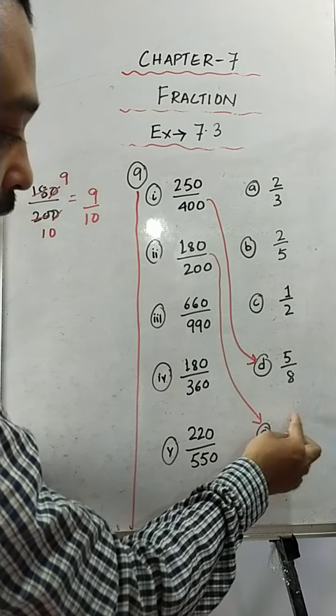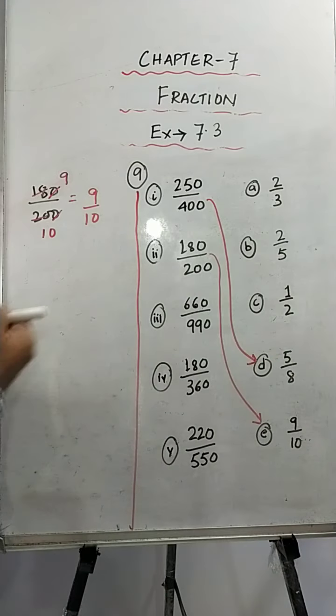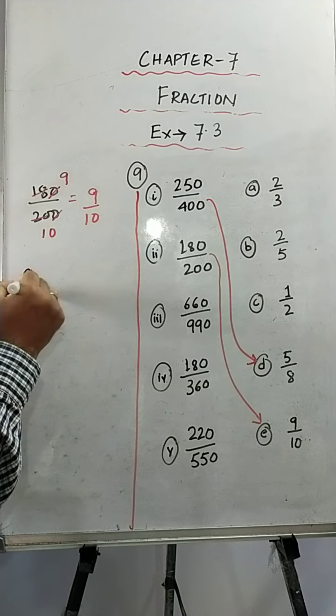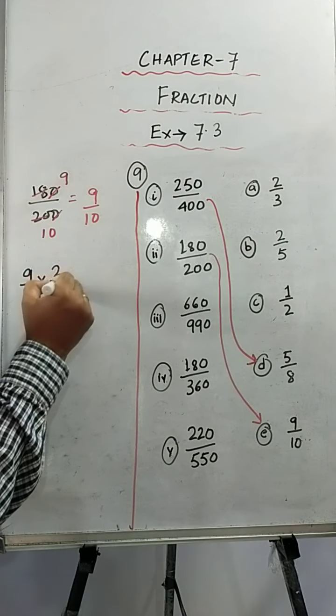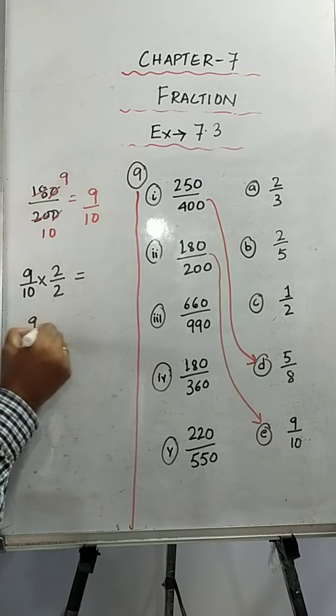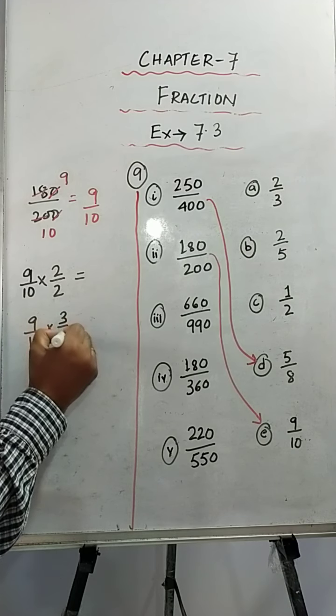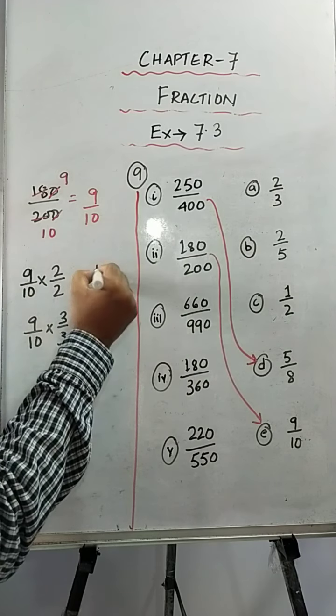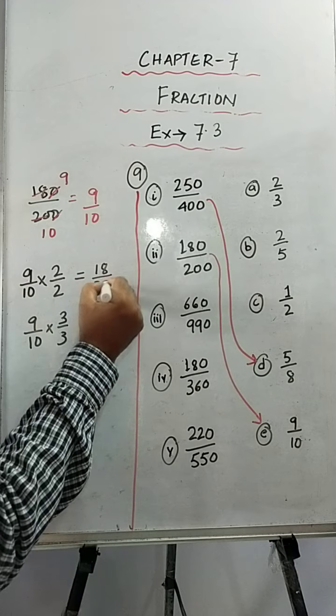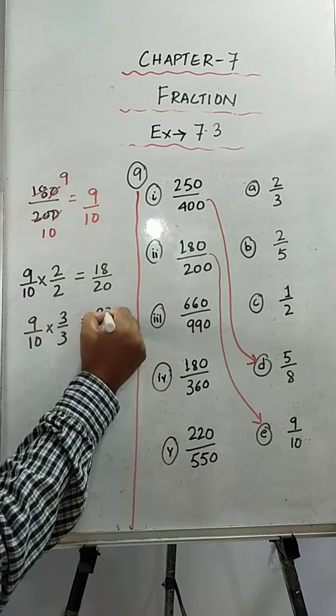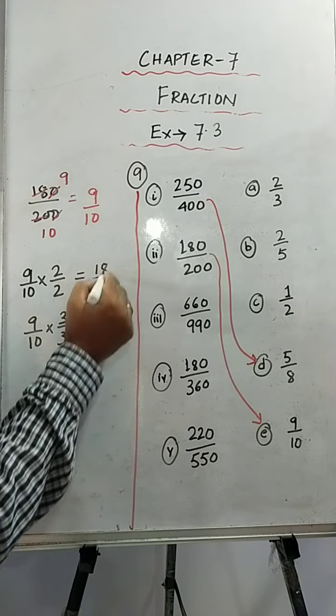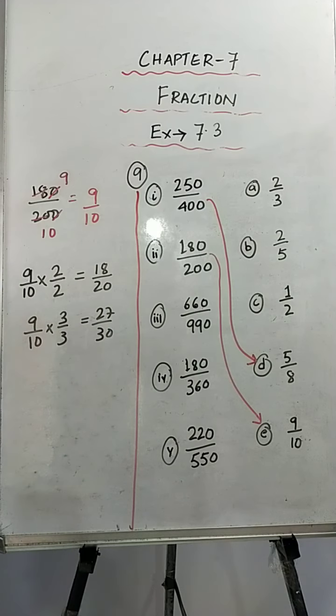Now for 9 by 10 also we have to write two equivalent fractions. So 9 by 10 into 2 by 2 and 9 by 10 into 3 by 3. Same thing we can do. So 2 9s are 18, 2 10s are 20, 3 9s are 27, and 3 10s are 30. So these are the two equivalent fractions of 9 by 10.